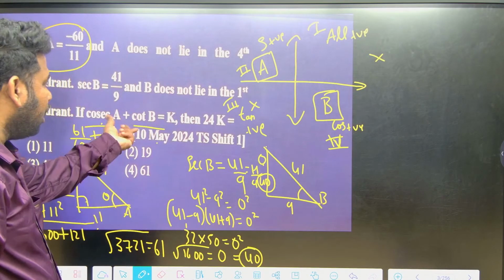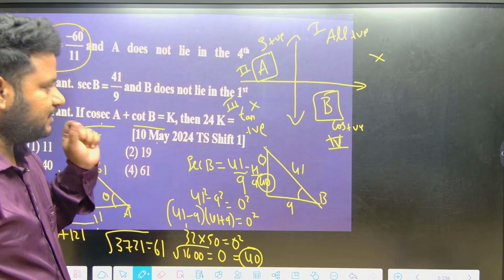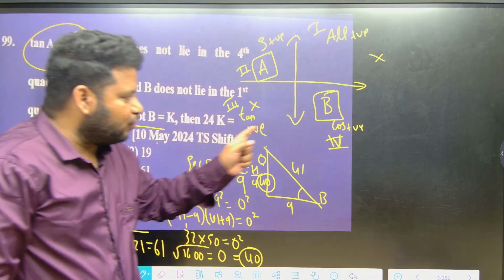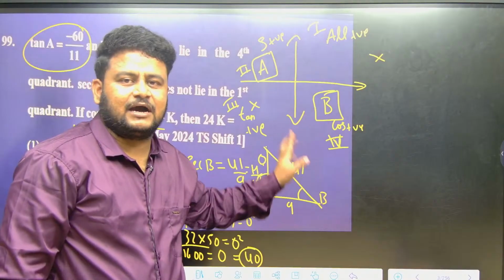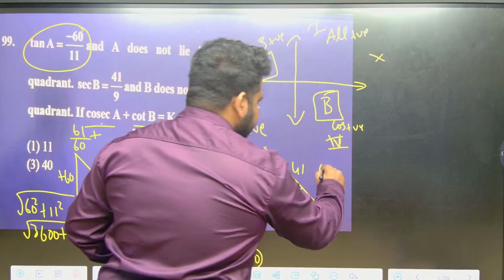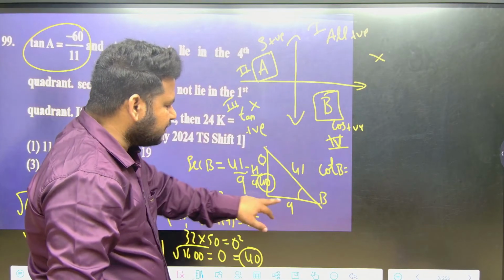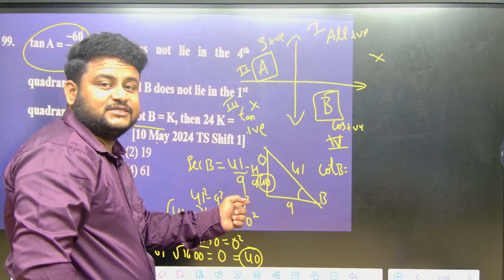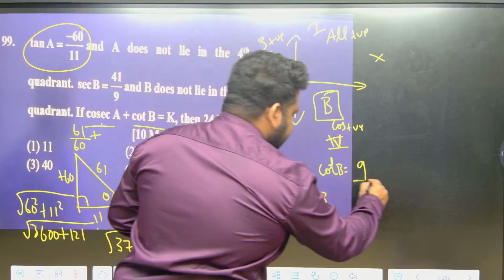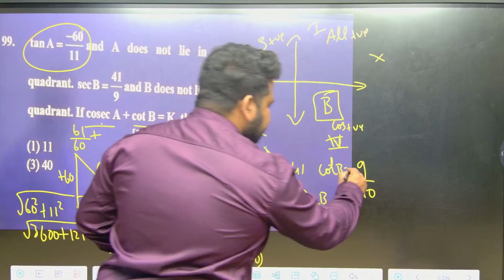Now I want cot B. Understand very carefully. This is in the fourth quadrant. In the fourth quadrant, is cot positive or negative? In the fourth quadrant, only cos and secant are positive, so the other trigonometric ratios will be negative. The numerical value of cot B is adjacent by opposite. Adjacent is 9, opposite is 40. What is the sign? In the fourth quadrant, cot is negative. I should write minus 9 by 40.